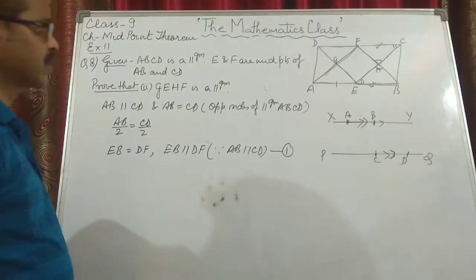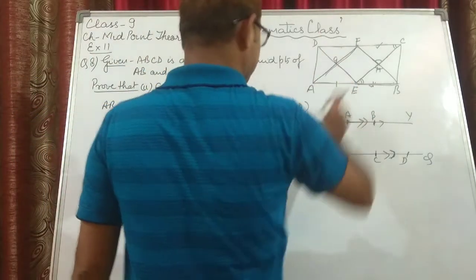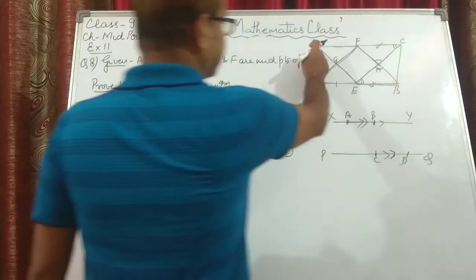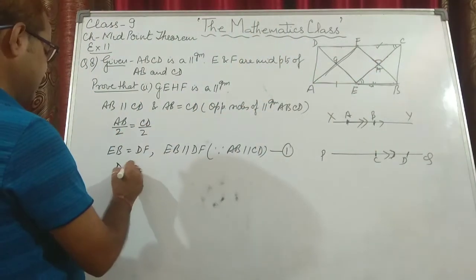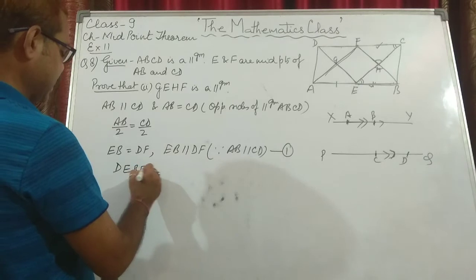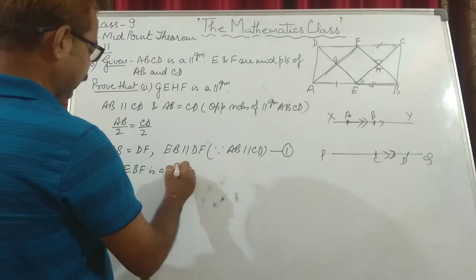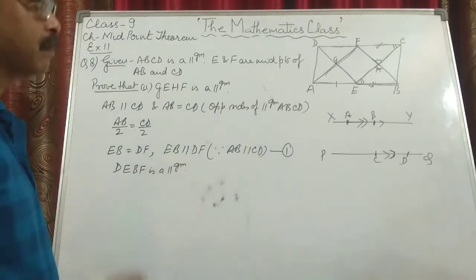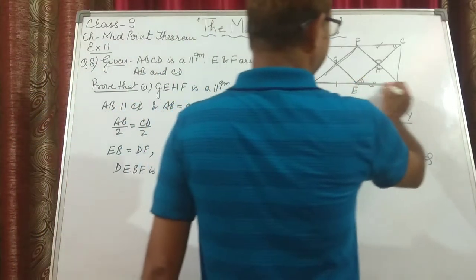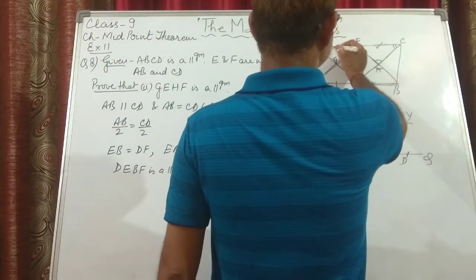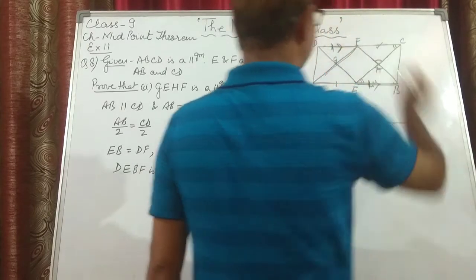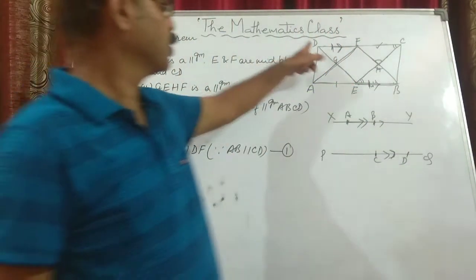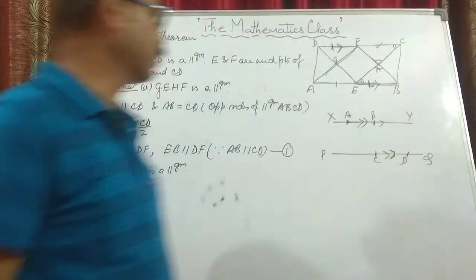This is only proved. You can say that. So we can say that DEBF is a parallelogram because one pair of opposite sides is parallel and equal. This is equal, at the same time parallel. One pair of opposite sides parallel and equal. So DEBF is a parallelogram.